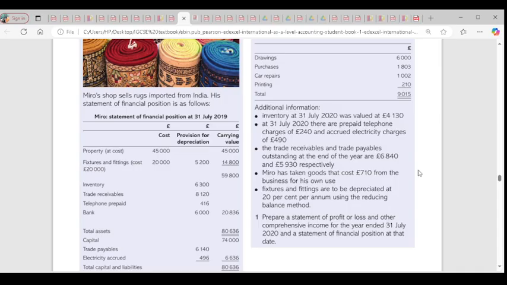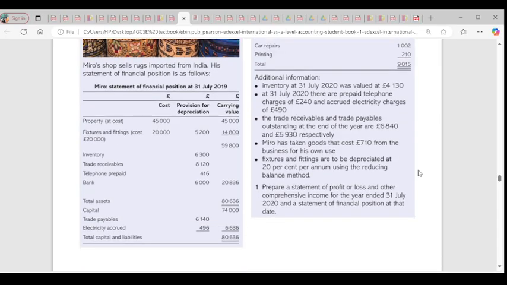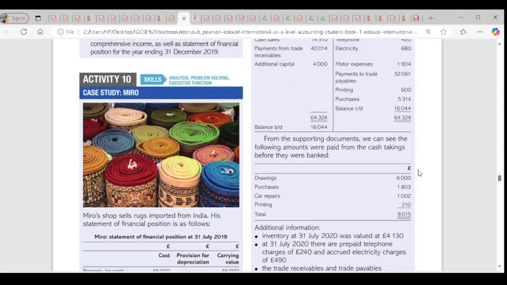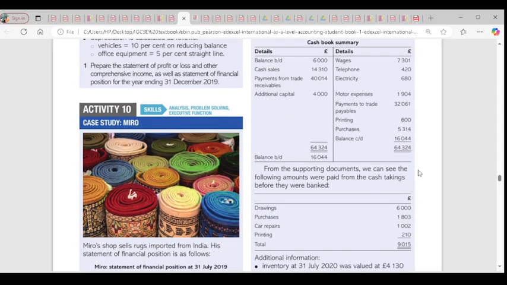Done. So we go to the trade receivables account. For the trade receivables account, on the debit side we have our balance brought down, which is 8,120. It's written there already. Then on the credit side, our credit customers paid us 40,014. It's there, in the payments from trade receivables, credit customers, which we put on the credit side.